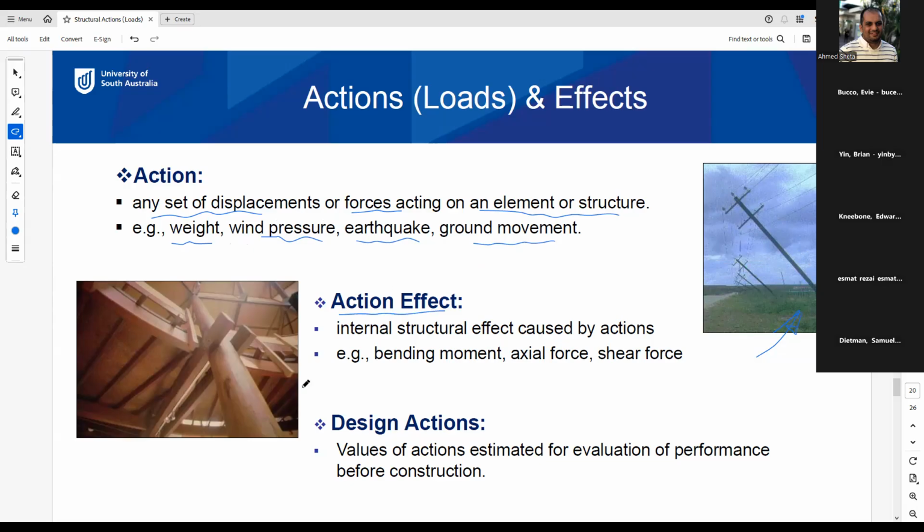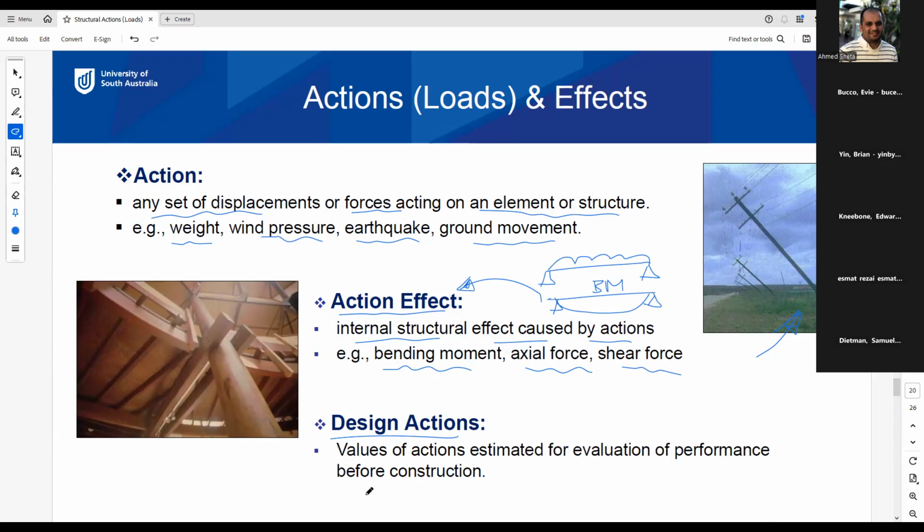And what is the action effect? It is the internal structural effect caused by action. So for example, when you have a beam, you have load on this beam from structure 1. When you have load on the beam, you have bending moment and shear and so on. These are called action effects or straining actions. Some examples are bending moments, axial forces, or shear force, which are the internal forces inside the member due to the loads.